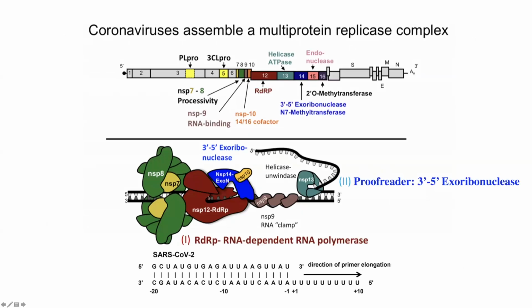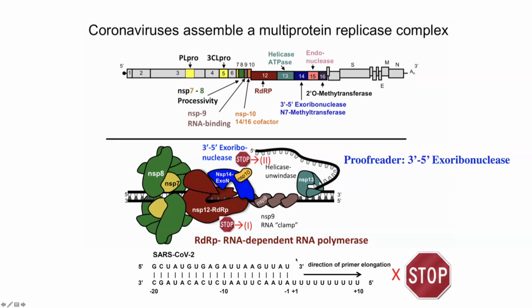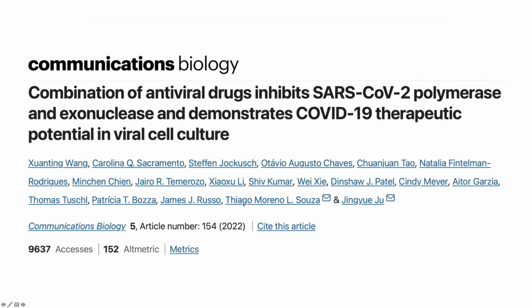Again, I focus on the RNA synthesis part of coronavirus and two enzymes. One is the RDRP polymerase. The other is the exonuclease. Both of these work in tandem to synthesize the larger RNA genome of the coronavirus. To inhibit the RNA synthesis, we really need to target both. So the first approach is a combination of two inhibitors: one inhibits the polymerase and one inhibits the exonuclease.